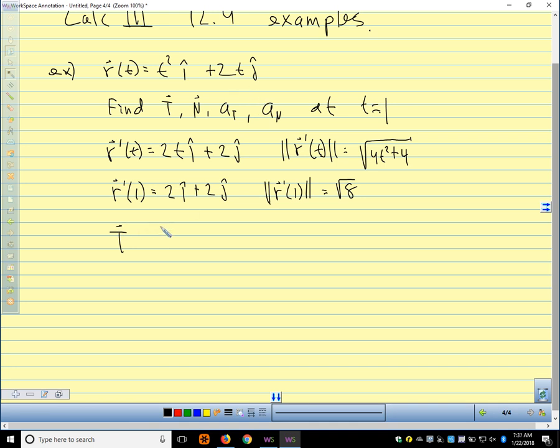So our unit tangent vector, R prime over the magnitude of R prime. Square root of 8 is 2 square root 2, and I'm dividing by 2 square root 2. So I can write this as square root of 2 over 2 i hat plus square root of 2 over 2 j hat.